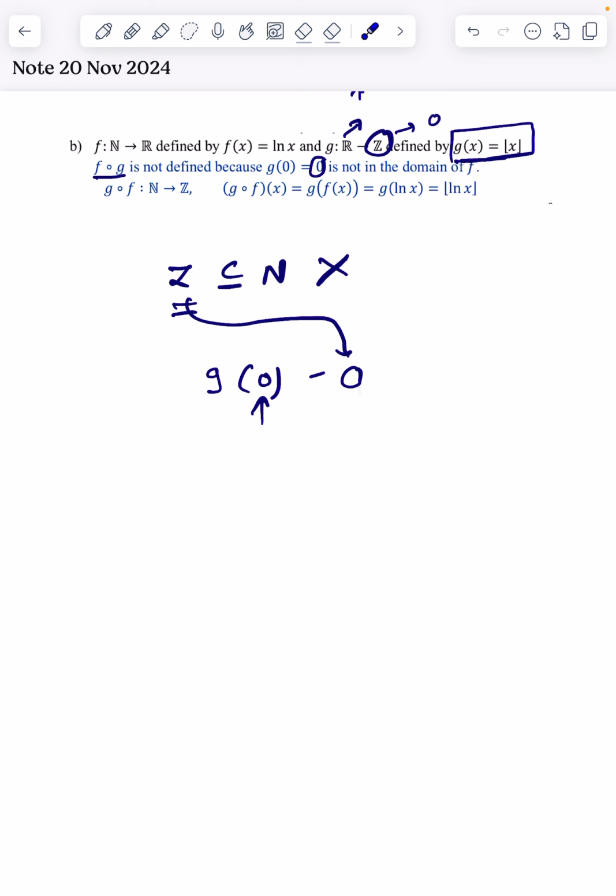Now, this 0 is not in the set of domain values. I am going to write it: 0 is not in the domain of natural numbers. That's why we cannot define it, and f circle g is not defined. Natural numbers start from 1 only: 1, 2, 3. So we got 0 in the codomain, but that value is not in the natural numbers. That's why f circle g is not defined.